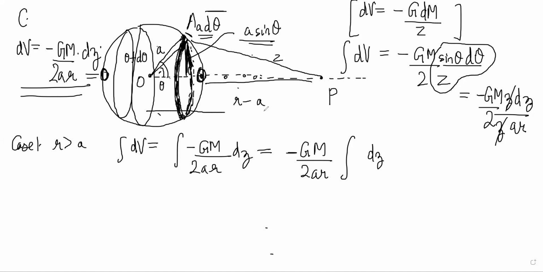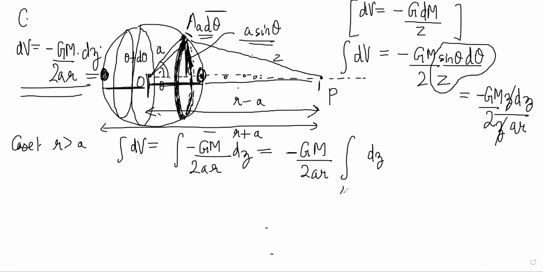because r is this much and a is this much. And if there is a small shell here at the other end, the distance here, z would be r plus a, because r is from center to here and then a more. So this distance is r plus a, which is z. So you can integrate from r minus a to r plus a.